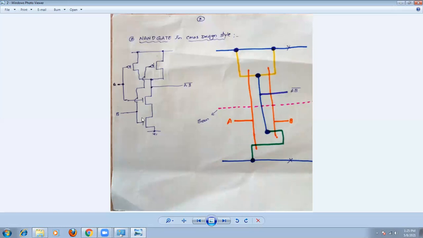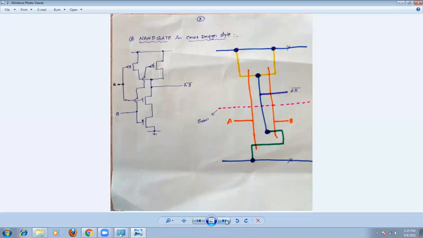Similarly, how many transistors do we have? Only 2 transistors, which is less than 4. So only 1 cross is sufficient. Here also we can use 1 cross. Depending upon the well, you can draw the concept there. That is about the N-diffusion. That is the NAND gate in the CMOS design style.